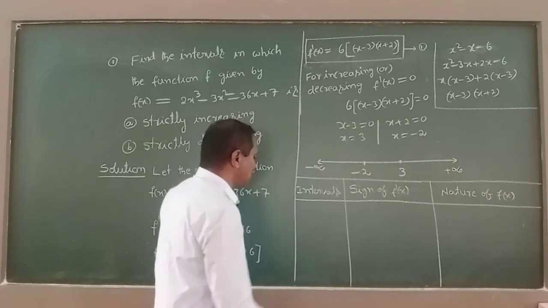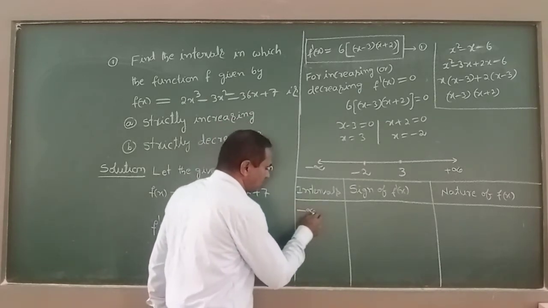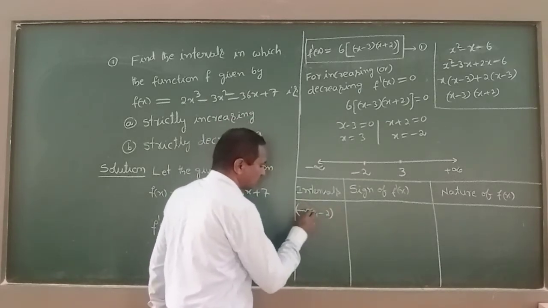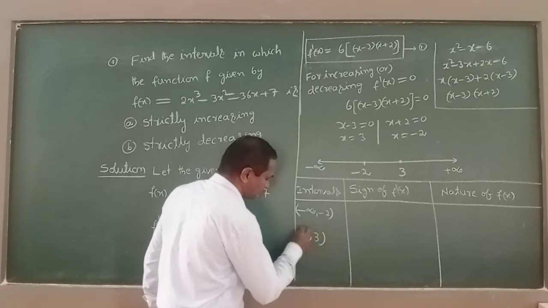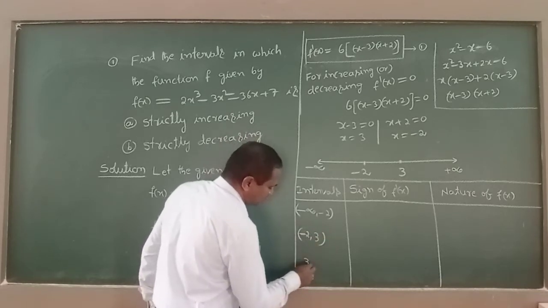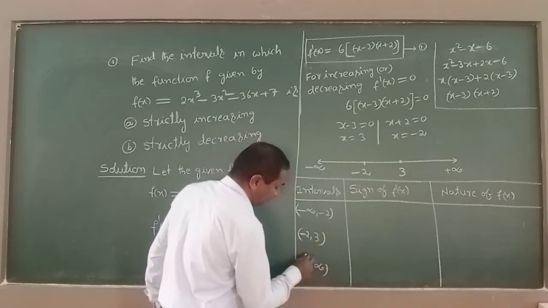First interval is minus infinity comma minus 2. Second interval is minus 2 comma 3. Third interval is 3 comma plus infinity.